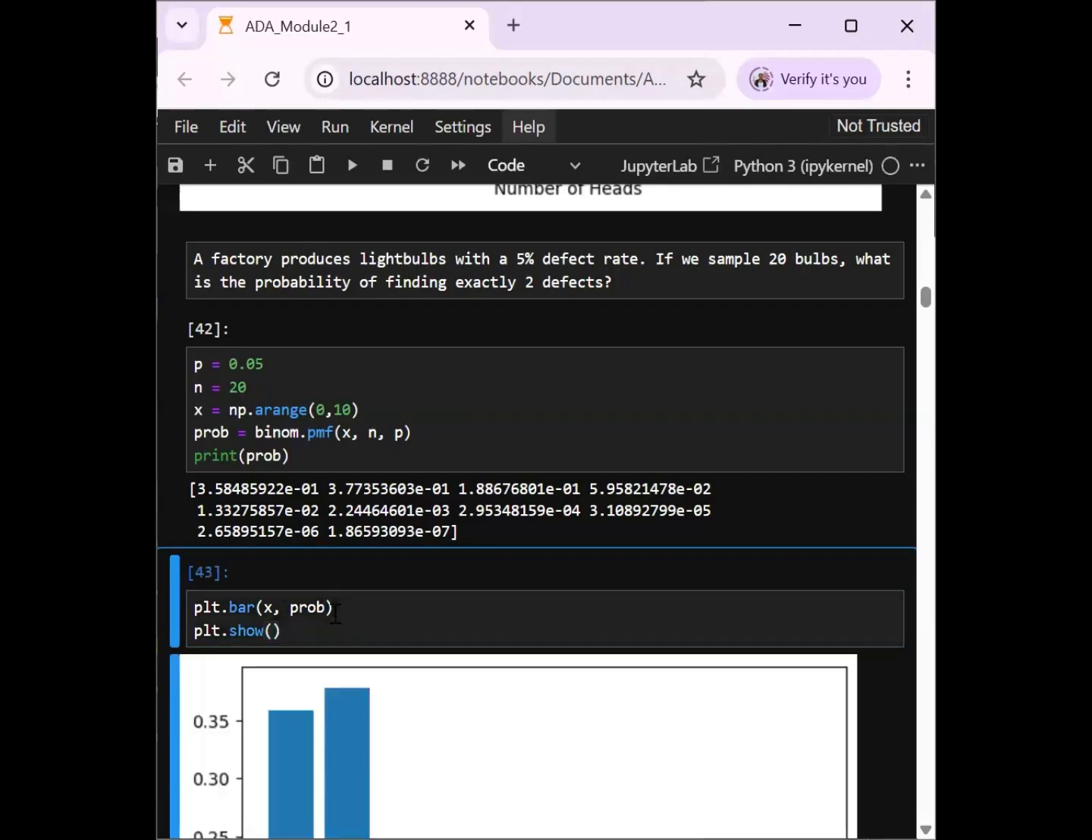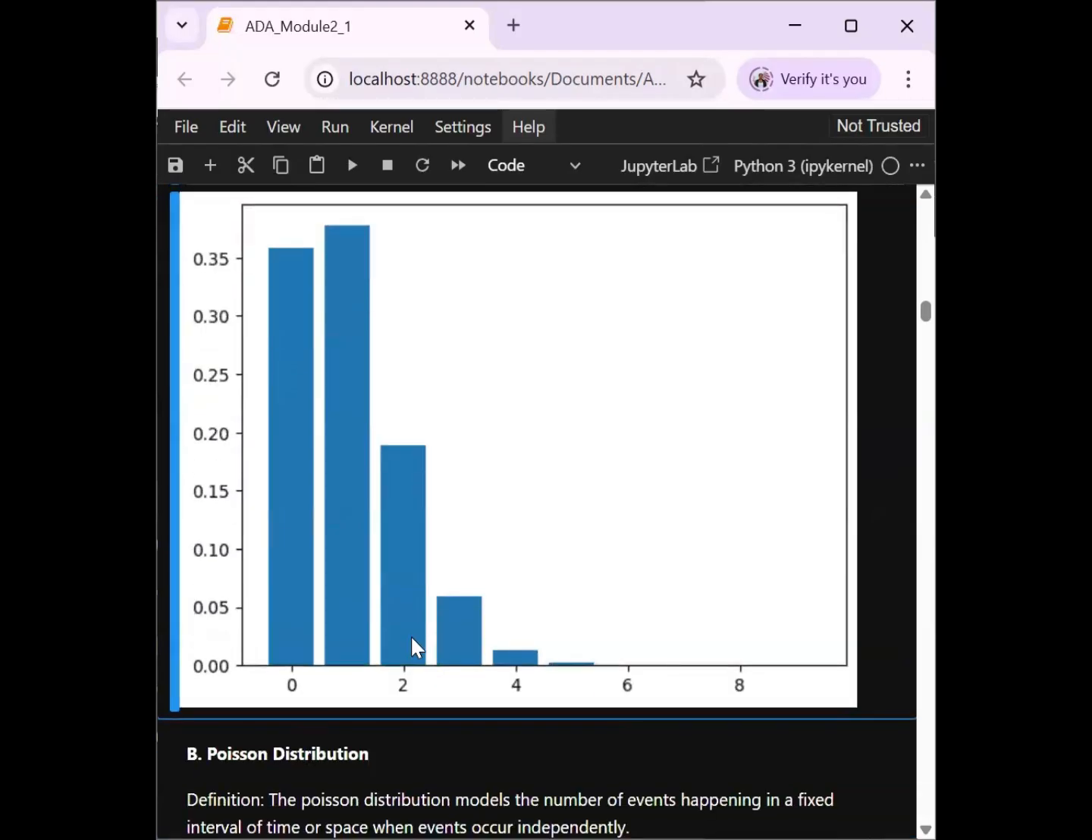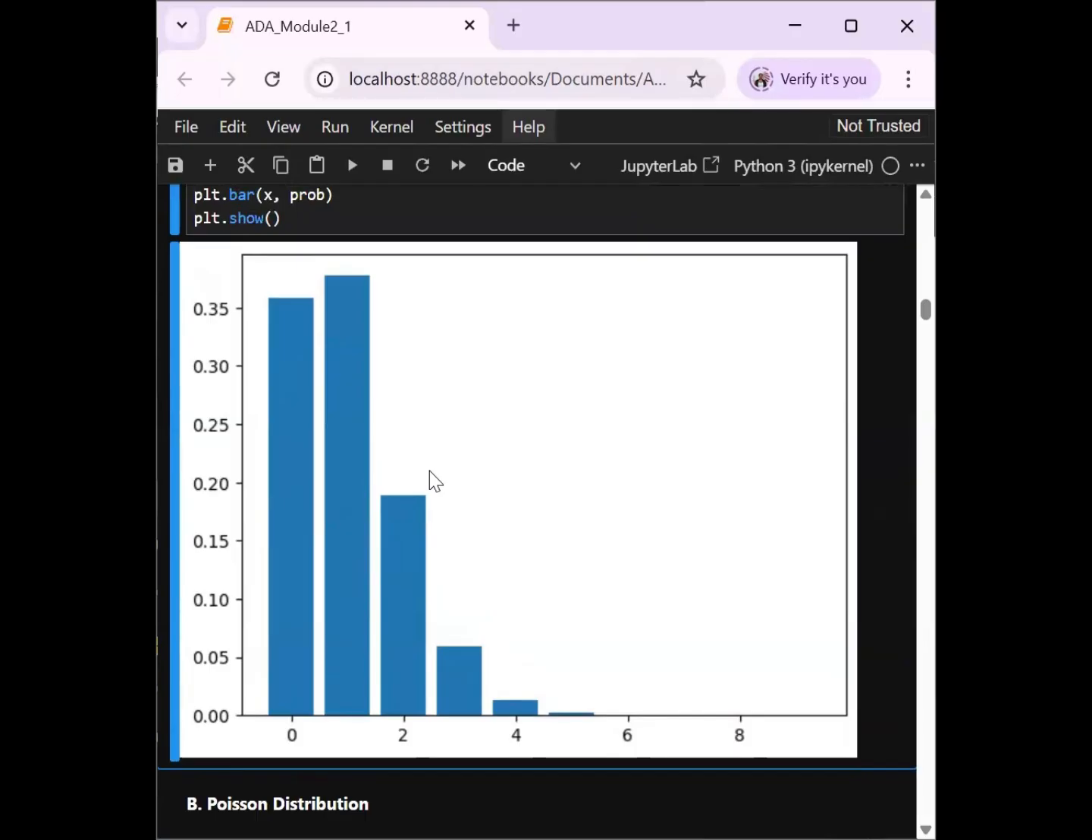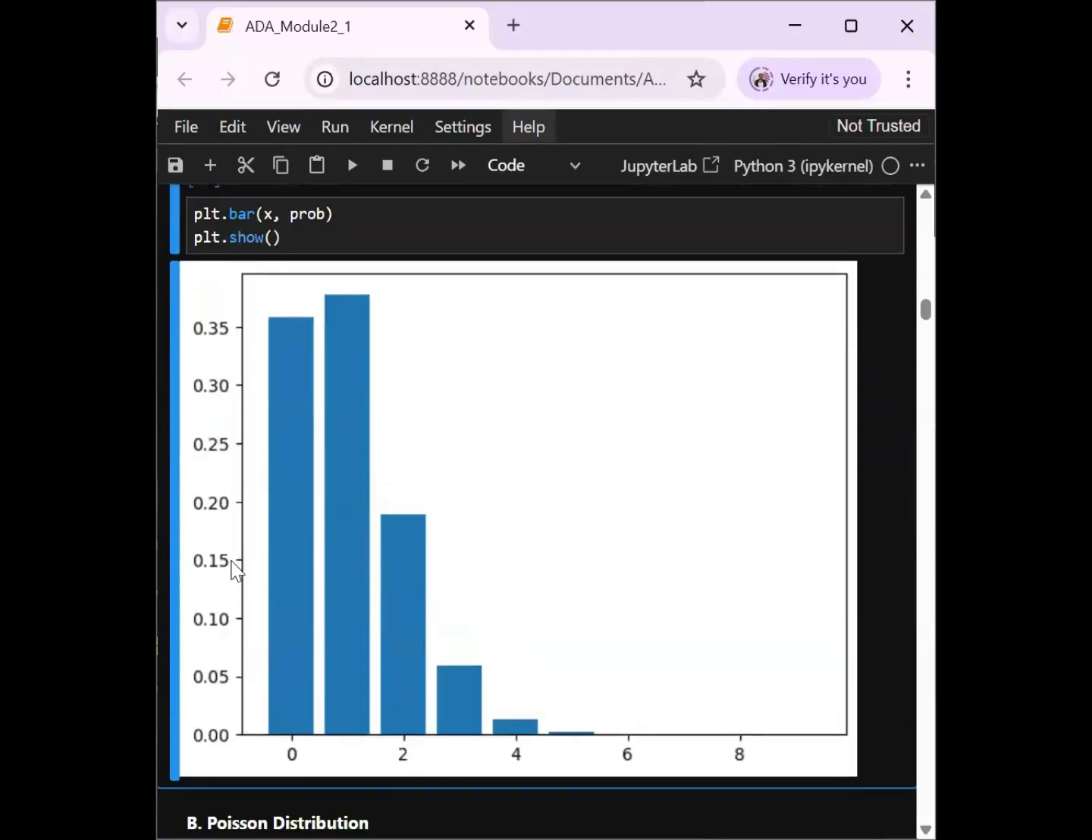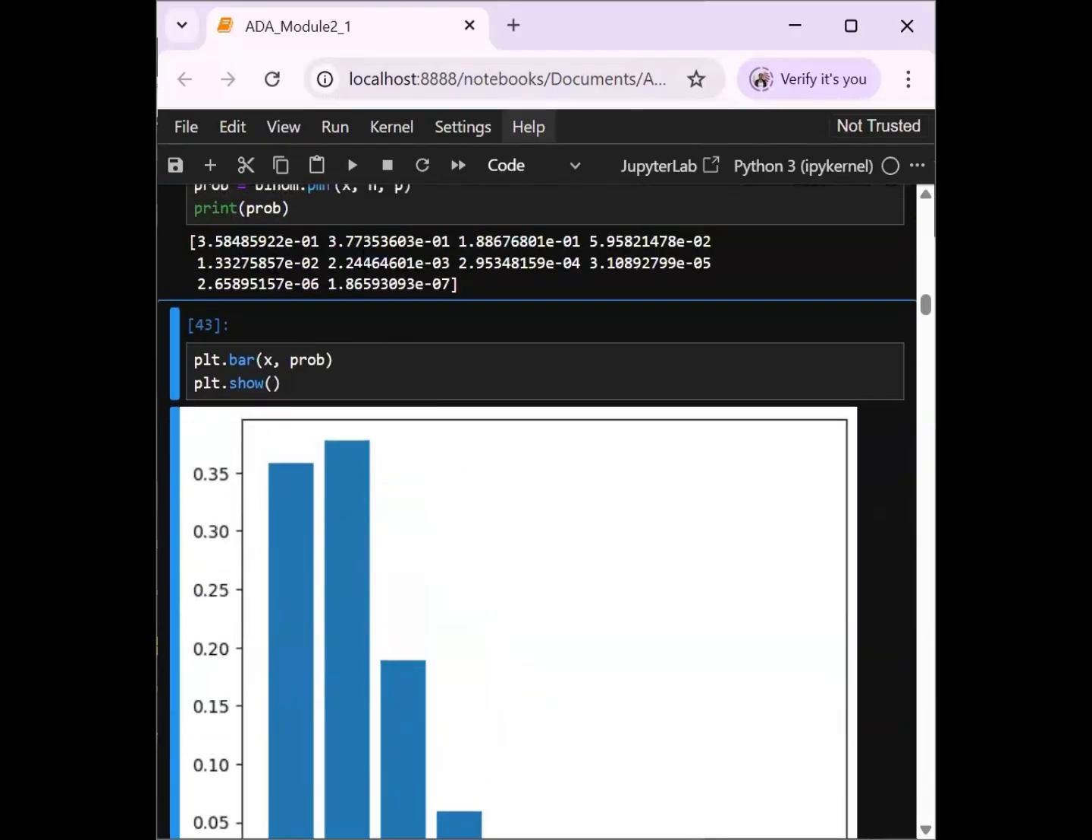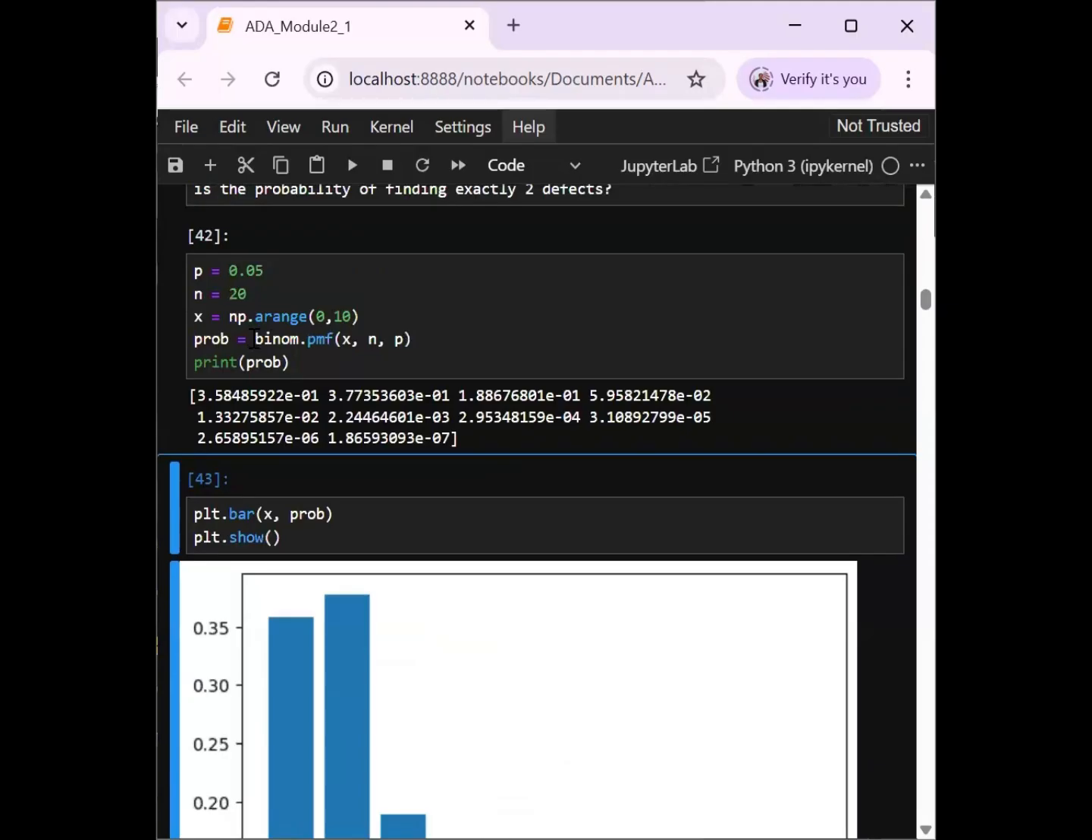When we run this, we see that the probability of having a 2 is between 0. So already we can see it from here. You can check the value from here, but you can visualize it to know, or you can also use the stats here.